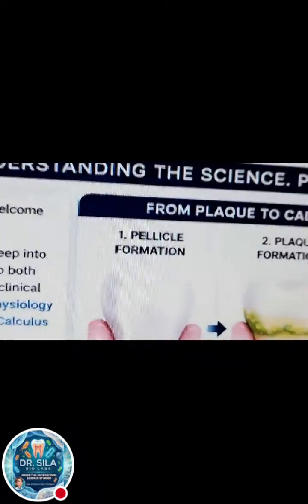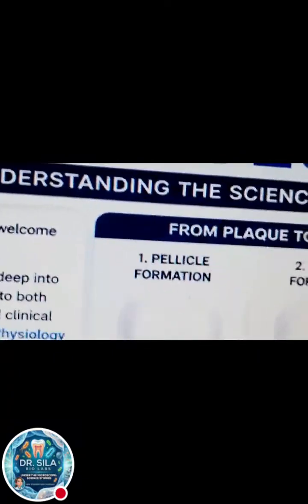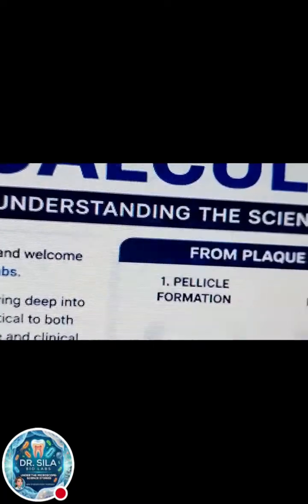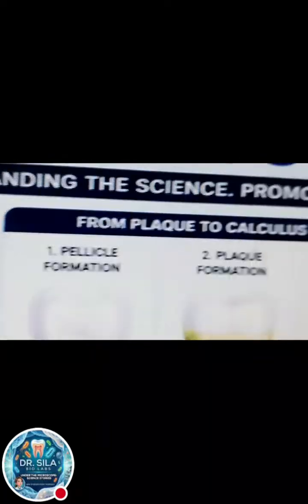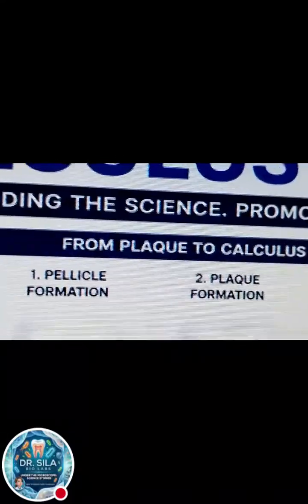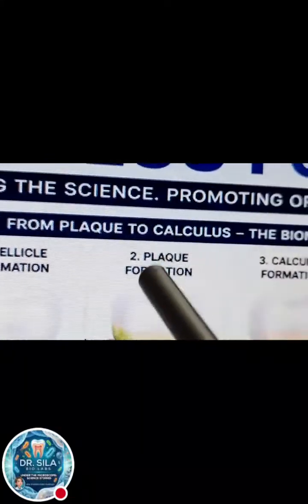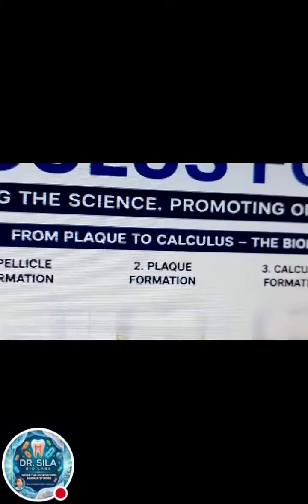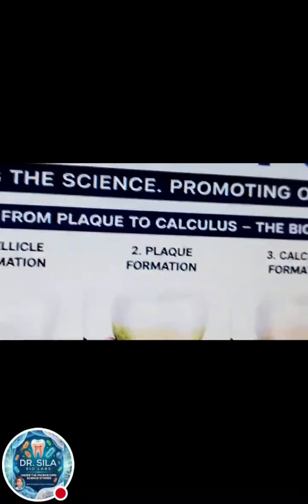The pellicle is a salivary protein coat on the tooth surface within minutes. That is the pellicle. And mature plaque. What is the plaque? Bacteria adhere to the pellicle. The bacteria in your mouth adhere to your pellicle, multiply and form a biofilm that is called plaque.